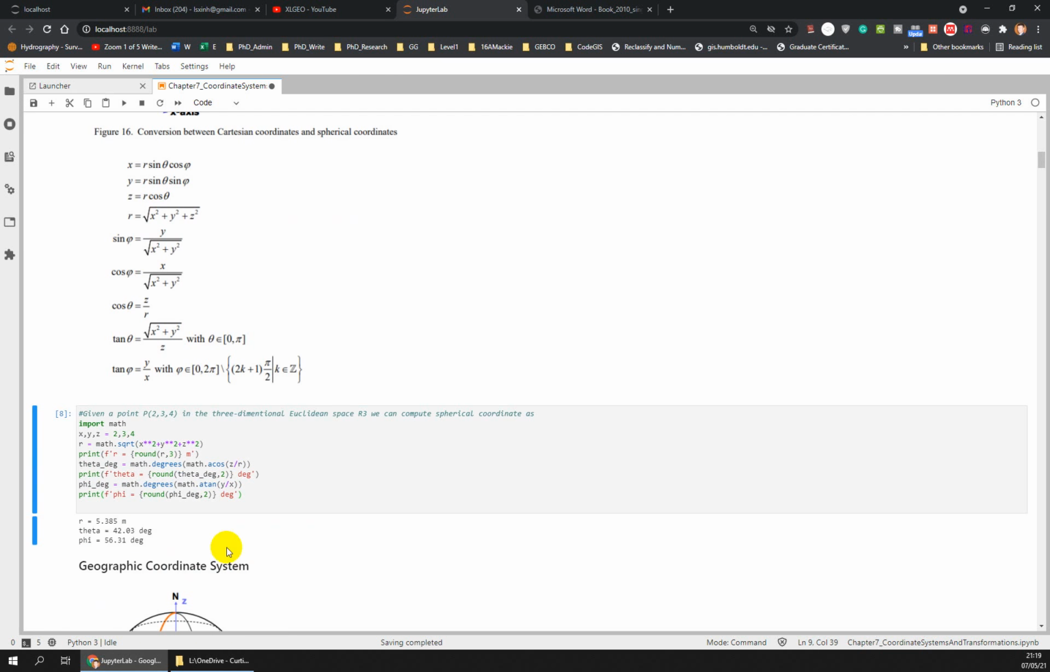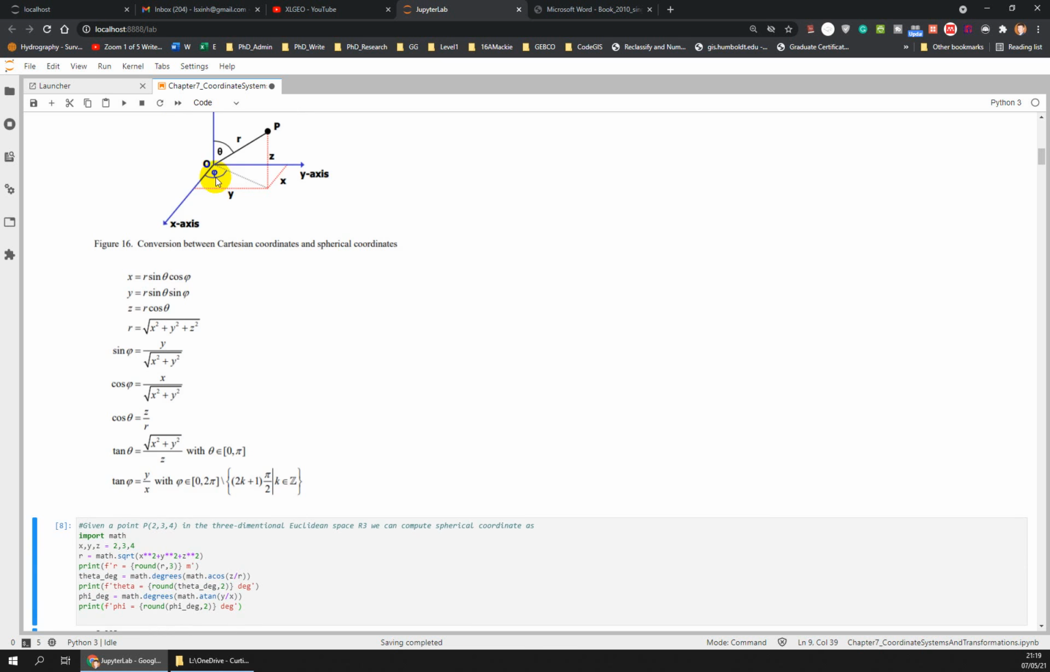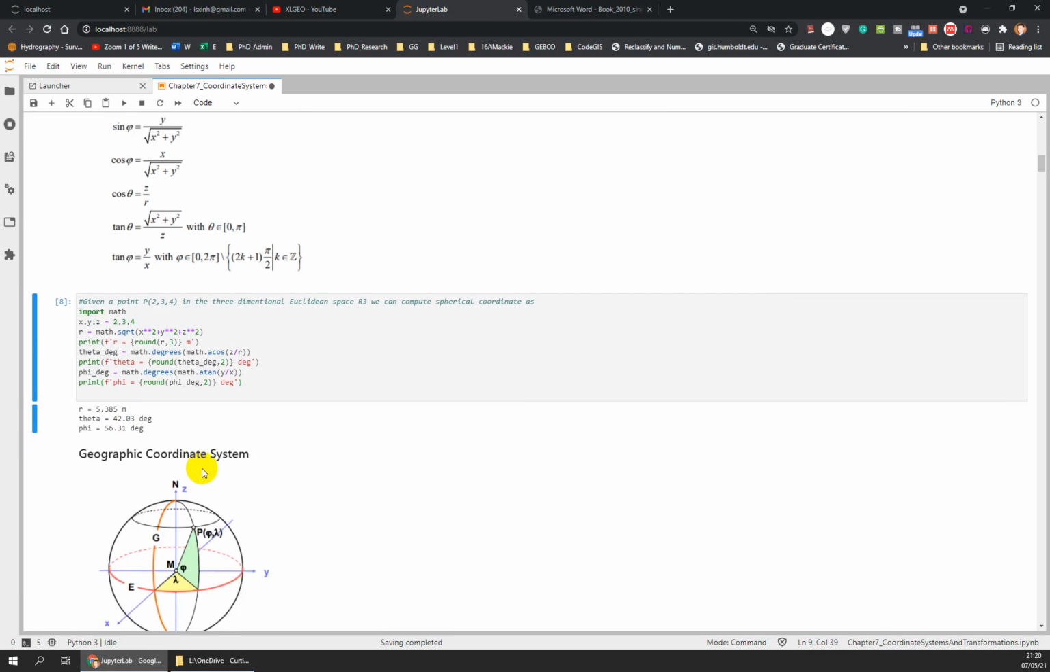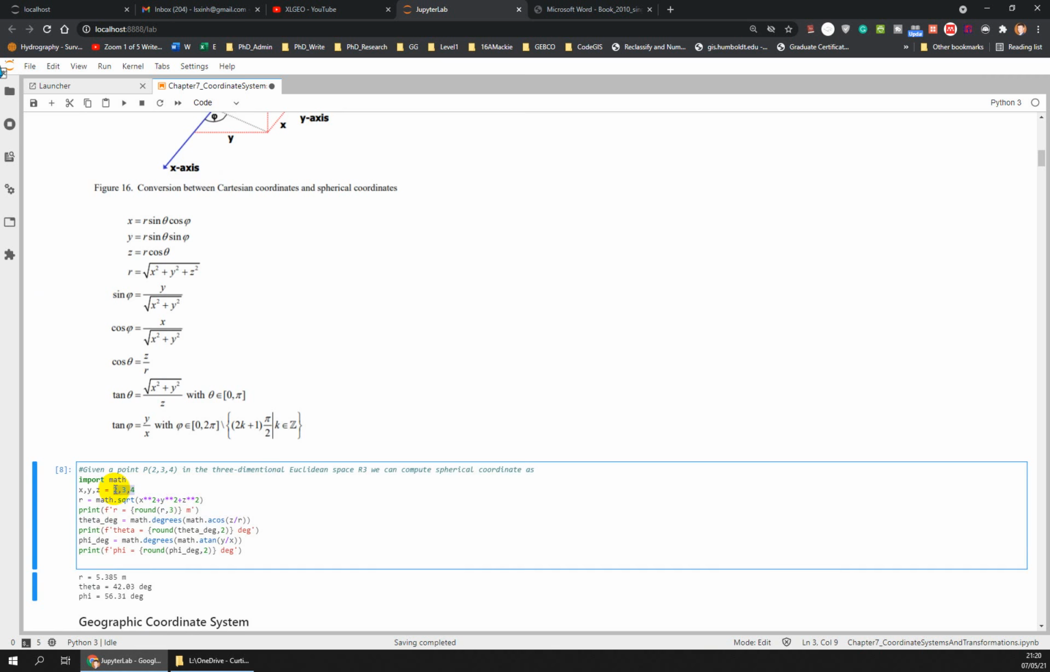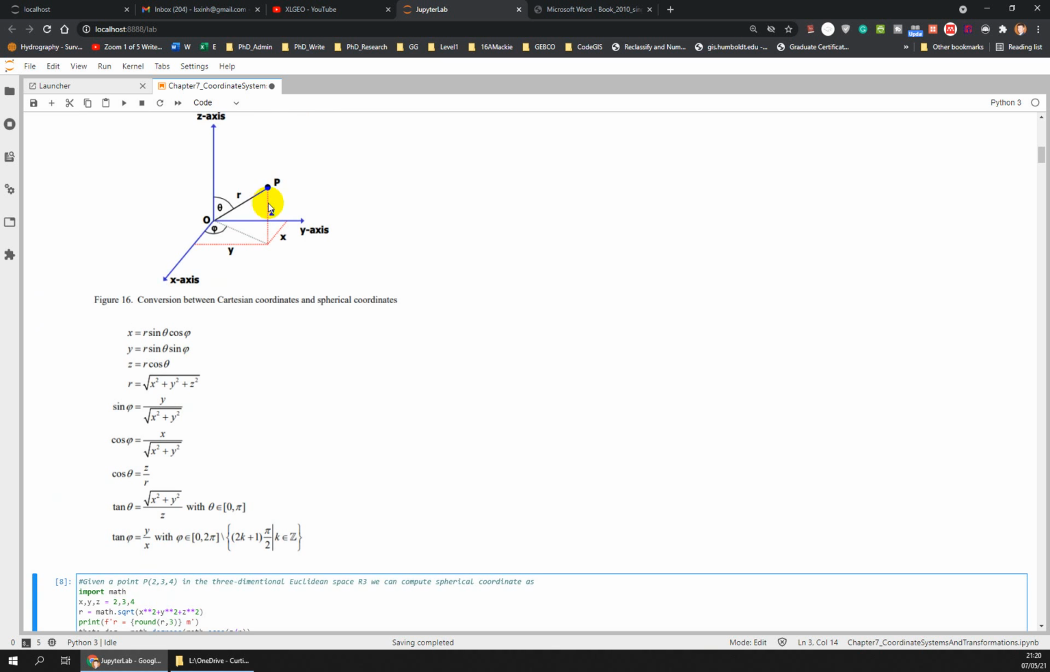And then we have the values that look like this. If x, y, z is 2, 3, 4, then we have r is 5, which makes sense. Then we have theta, which is this angle, is 42, and phi here is 56. And that's it. That's the way that we convert Cartesian coordinates to polar coordinates. Similarly, if we have polar coordinates, for example r, phi, and theta, we can use these formulas to calculate x, y, and z easily using Python.